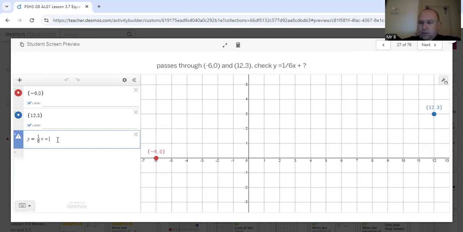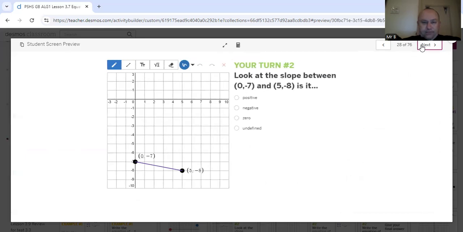We said the answer was 1. And there you go. You can see that it clearly goes through the 2 points. So I know that I did this correct. Whereas if I made a little careless mistake, you can see straight away this is not the correct answer. This line does not go through these 2 points, and then you could ignore that answer.